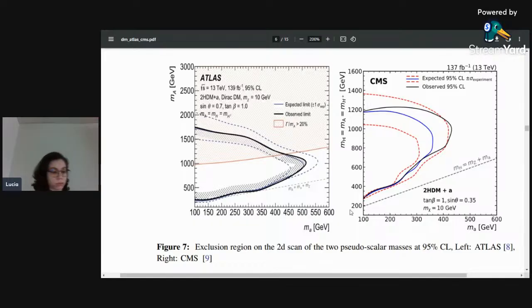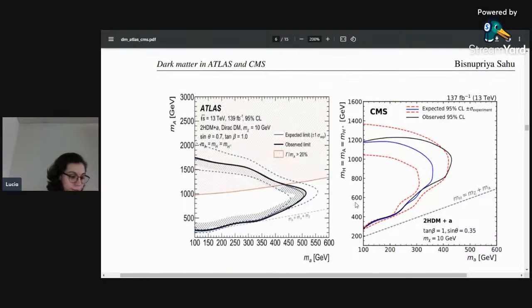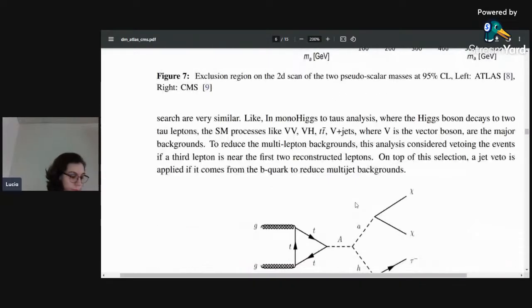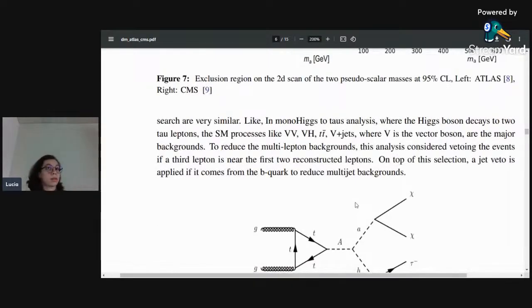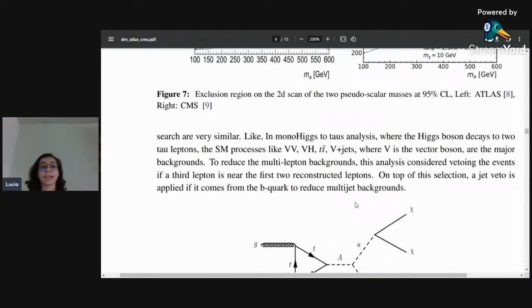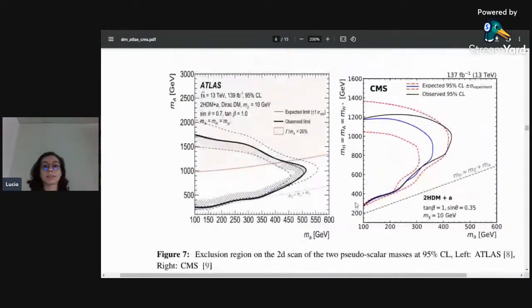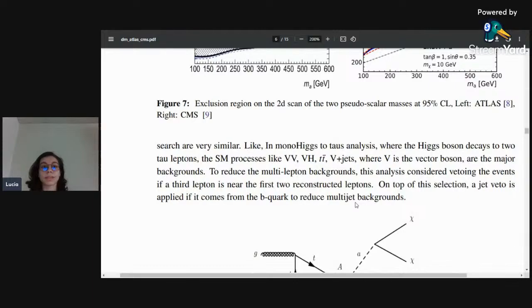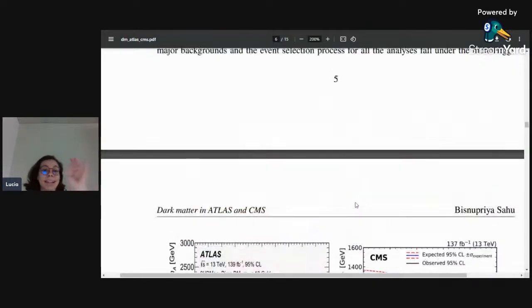Let me just check something. Sorry. No, don't be sorry. It's good that it generates discussion. I was just checking if this A is a spin one mediator. Okay, I think that's the process they are talking about. Yes, it is.